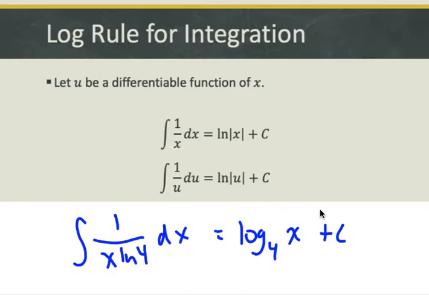So anytime you see something to an even power plus another number, that's never going to be 0. If you see x minus 1, that can be 0 or negative depending on the x value, so you need the absolute value bars there. So it's just something to think about.